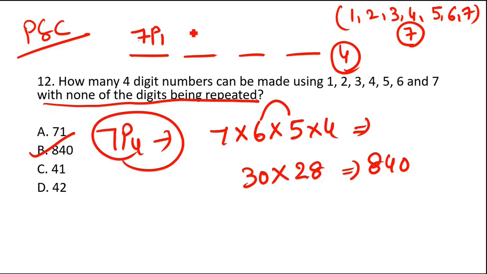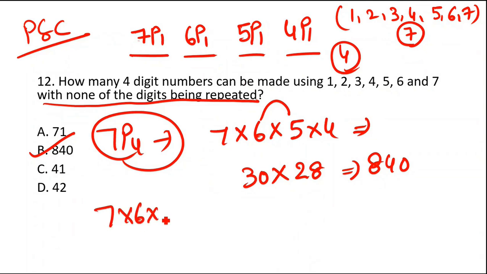So one number is over. For the next place you will have 6 possibilities, and out of the 6 you can select any one number in the second place. That is 6p1. So 2 numbers out of the 7 are done. Next place you will have 5, so that is 5p1. 3 numbers out of the 7 are done, and you will have 4 numbers left over. That is 4p1. So you get the calculation of 7 into 6 into 5 into 4, which is equal to 840.